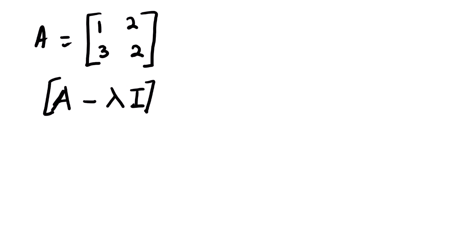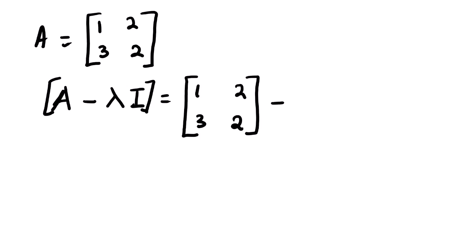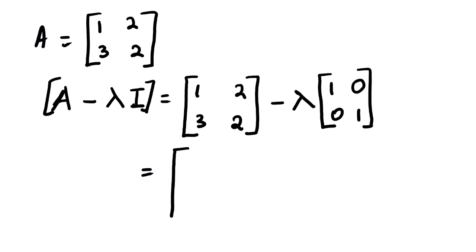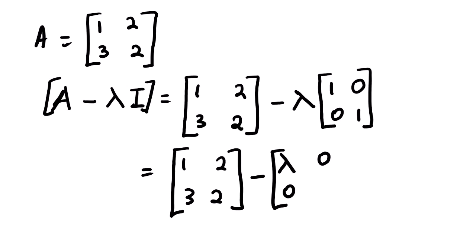Now finding the characteristic matrix, we have our A, which is 1, 2, 3, 2, minus lambda, and then our identity matrix is 1, 0, 0, 1. Multiplying our identity matrix with this lambda, we are going to have something like this.